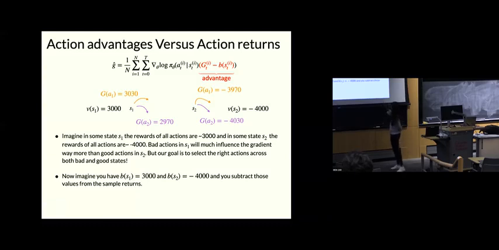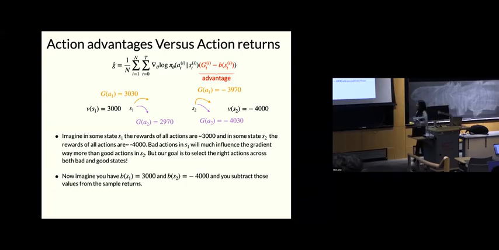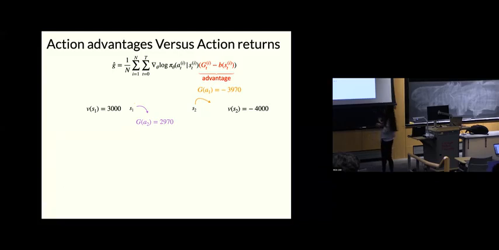Yeah, so our goal is to select the right actions across both bad and good states, okay? Now imagine that you have a baseline, and this baseline is state conditioned. So the baseline of this particular state S1 is actually the value of that particular state, 3,000, and the baseline of S2 is minus 4,000, and you subtract those values from your returns.